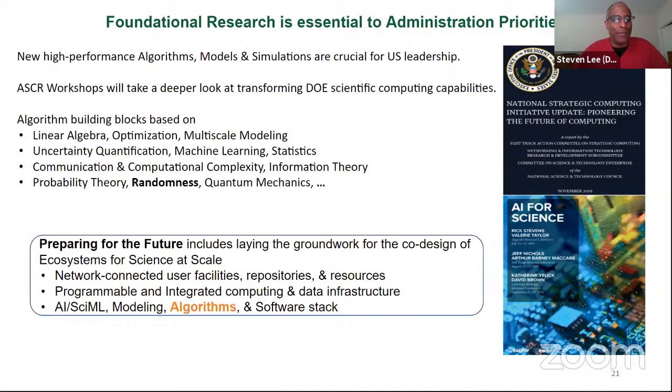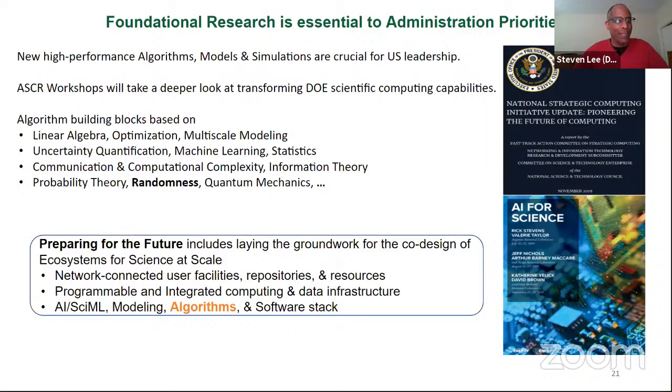Okay, so we need to think in terms of new high performance algorithms and models and simulations for maintaining US leadership. So the scientific machine learning workshop, and this one is really taking a deeper look at transforming DOE's scientific computing capabilities, because the other offices and other agencies have great needs in this area. We traditionally looked at, with the first two bullets, using core areas of applied mathematics to do that transformation, from linear algebra and UQ and machine learning.